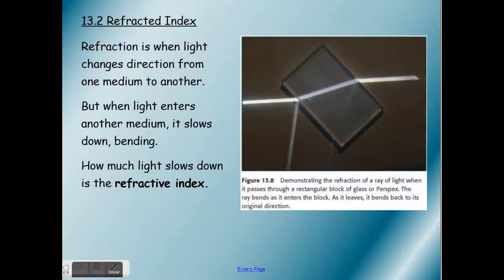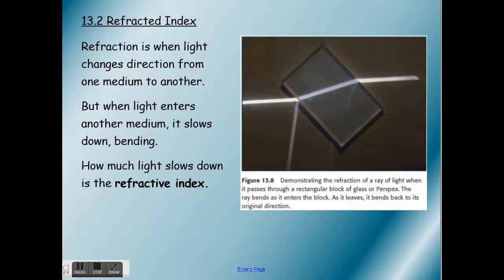So, last time we talked about reflection, and then I briefly mentioned refraction. Refraction is when light bends and changes direction. In this example, we have a clear prism. The light goes in here, bends in this direction, and then when it hits the end, it bends back. So that is refraction.